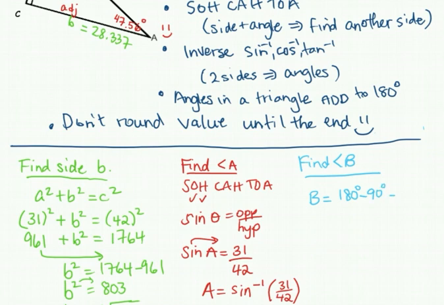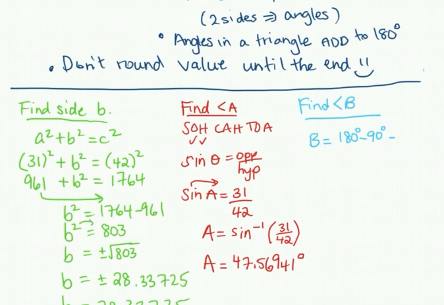Okay, so here's an example where you need to not round angle A because we're going to actually use that value now to calculate B. And if we carry lots of digits here, we can improve our accuracy at calculating the right number. Okay, so there's that number there. So let's subtract that. 180 minus 90 minus 47.56941, and carry more digits if you want.